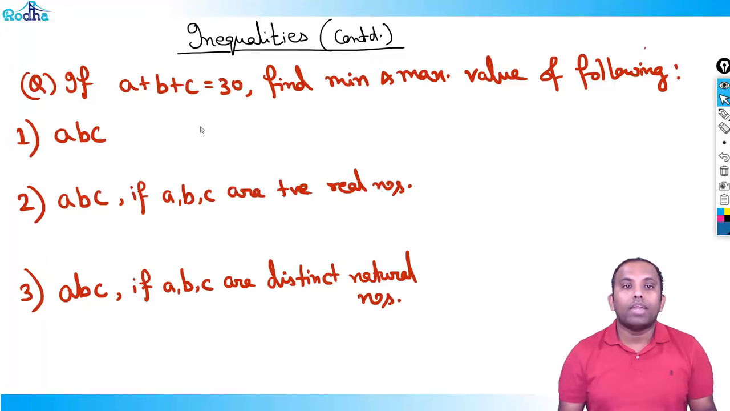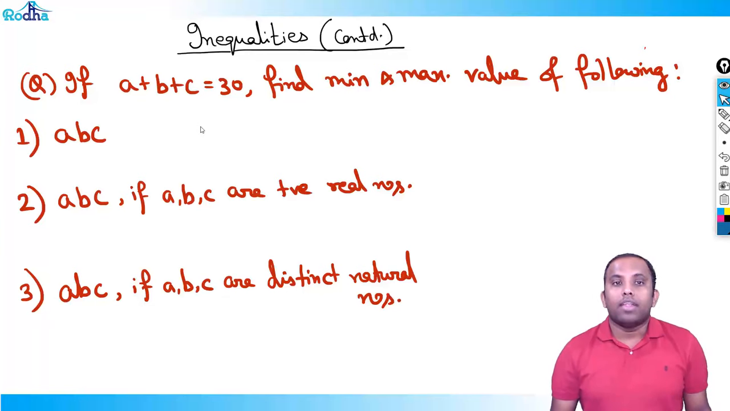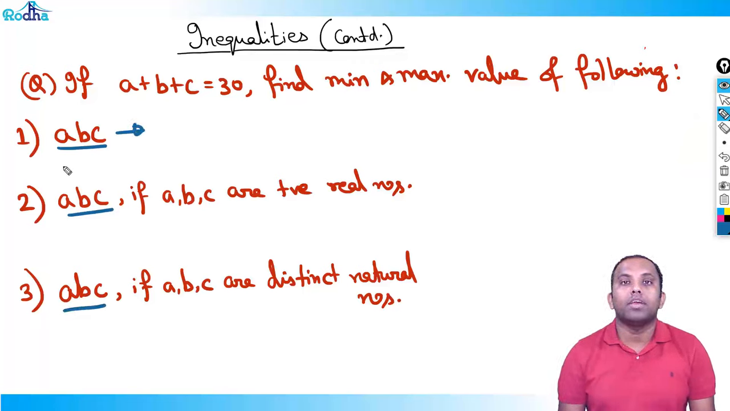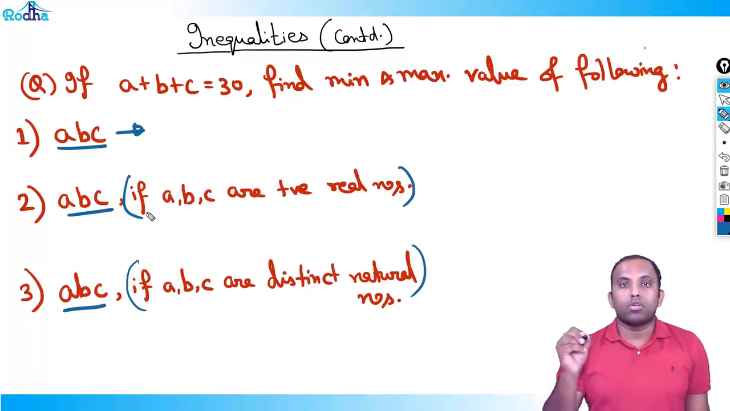So this is a question: if a plus b plus c equals 30, find the minimum and maximum value of a into b into c, with given conditions. In the first case, nothing is given about a, b, c. They can be positive numbers, negative numbers, real numbers. In the second question, a, b, c are positive real numbers. In the third case, a, b, c are distinct natural numbers. This will give you a bit of conceptual clarity.